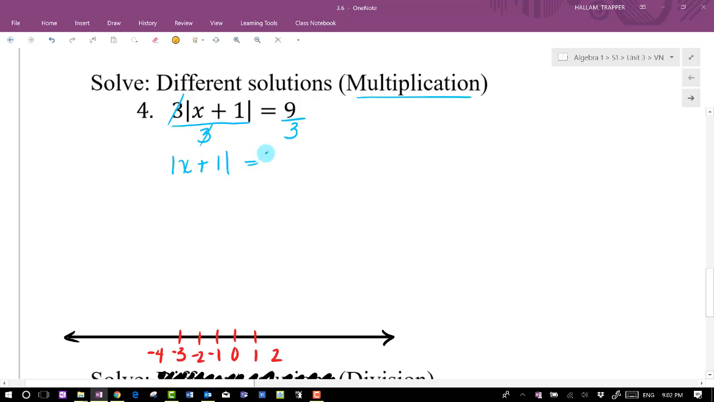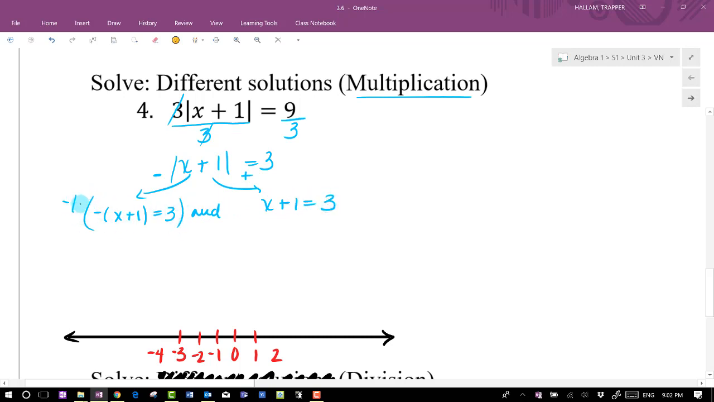We have to do that to both sides, and at that point, we've got the absolute value of x plus 1 equals 3. Here's where we go ahead and remove our absolute value by doing one negative version first and one positive version. So we're going to end up with the negative quantity of x plus 1 equals 3, and we're going to end up with the positive quantity of x plus 1 equals 3. Go ahead and solve both.